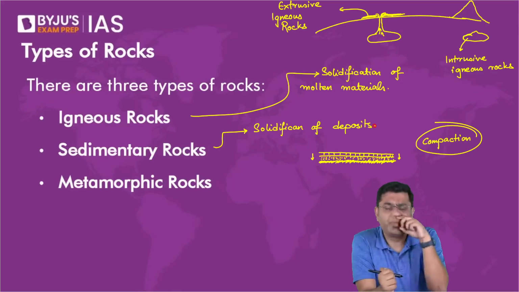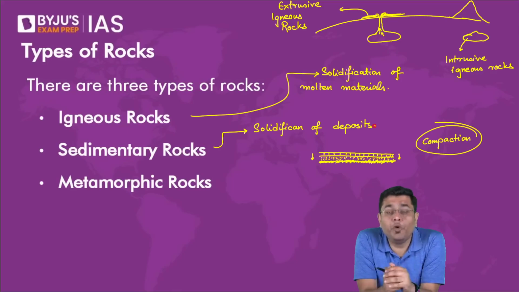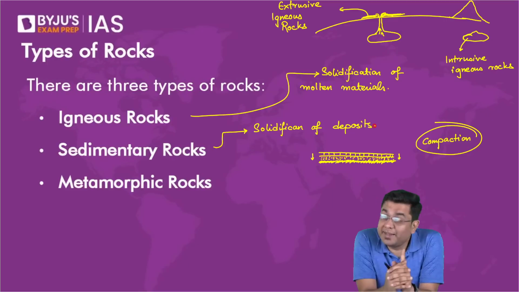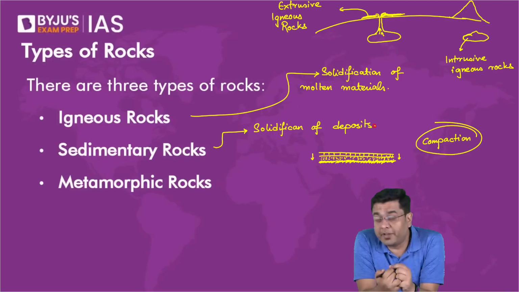For example, the marble that is used in your floorings, in construction purposes, even the Taj Mahal, is constructed out of marble. Now, marble is a metamorphic rock. It is created out of limestone. Limestone is a sedimentary rock. When it undergoes a significant amount of pressure, compression, and significant exposure to high temperature, it changes itself into marble.